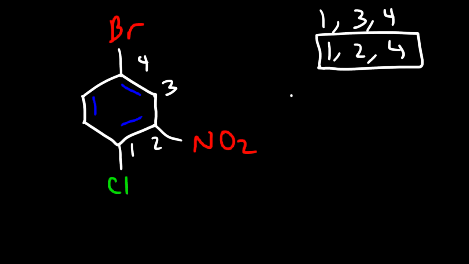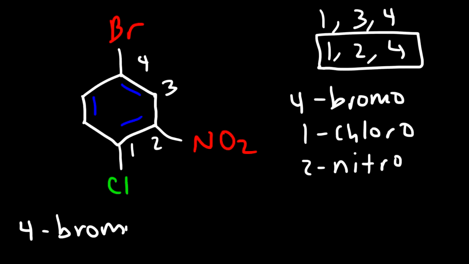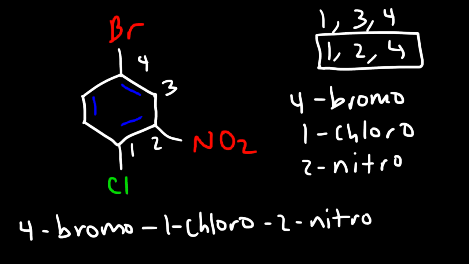Now, we have a 4-bromo, we have a 1-chloro, and a 2-nitro. So we need to put the substituents in alphabetical order. So it's going to be 4-bromo, and then 1-chloro, becomes C4C, and then 2-nitrobenzene. And so that's how we can name this particular aromatic compound.